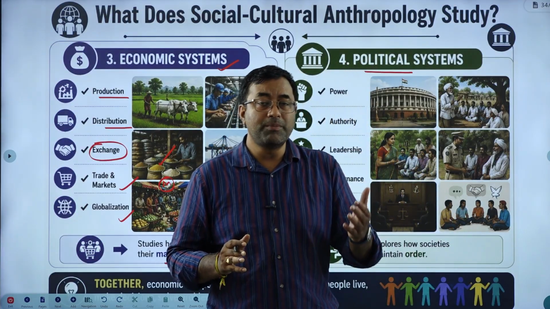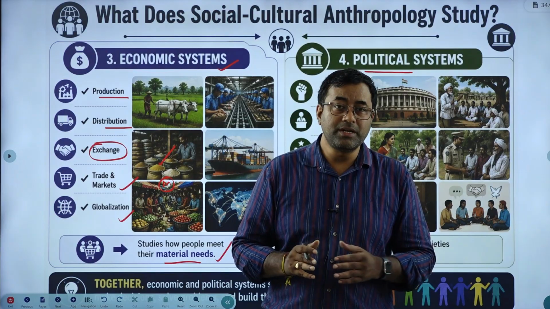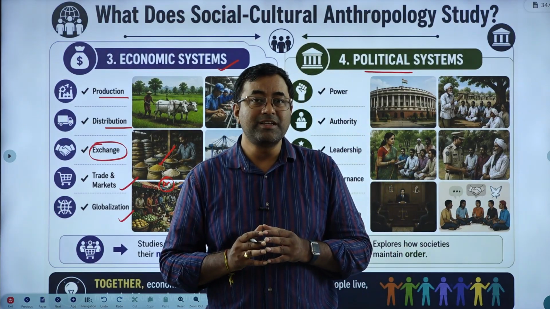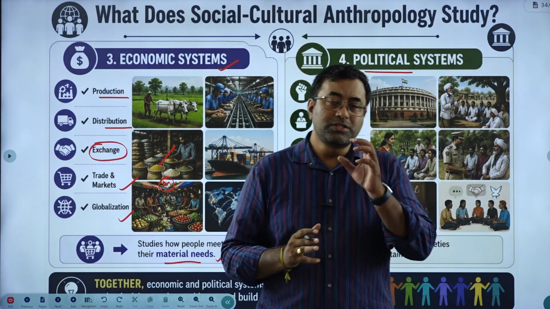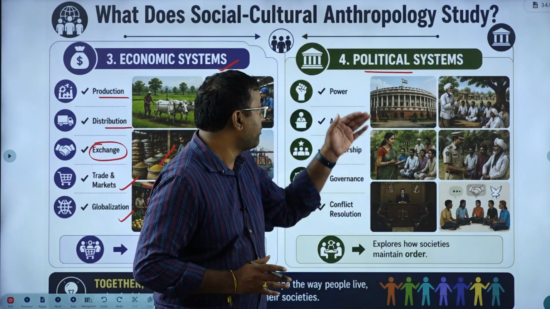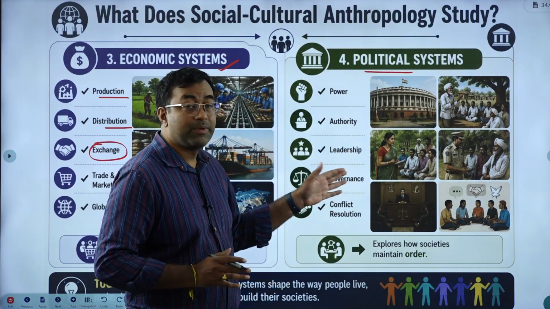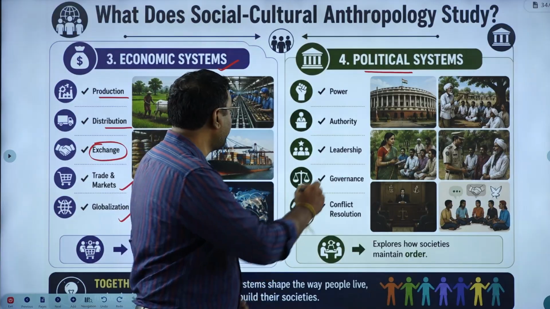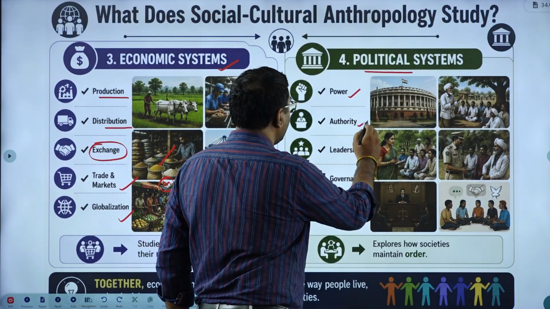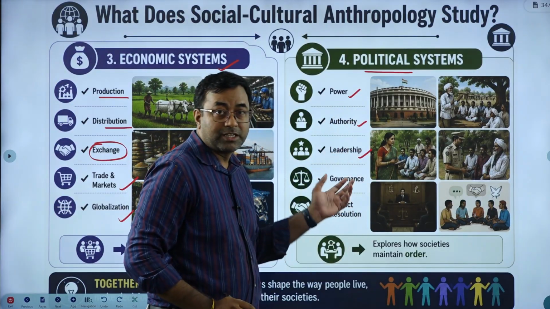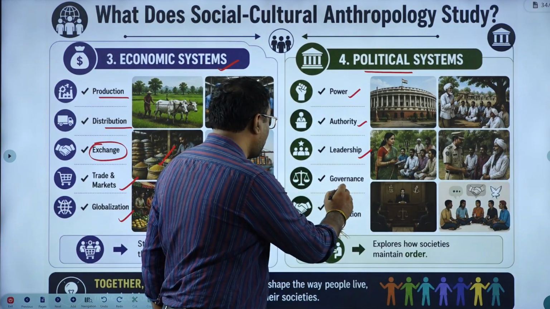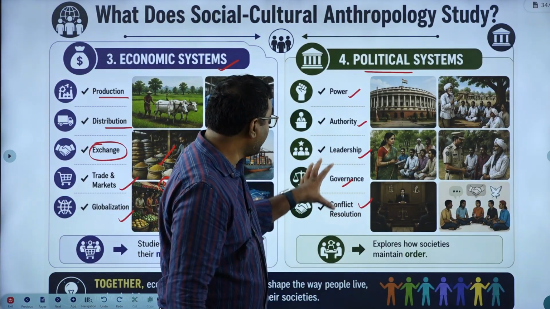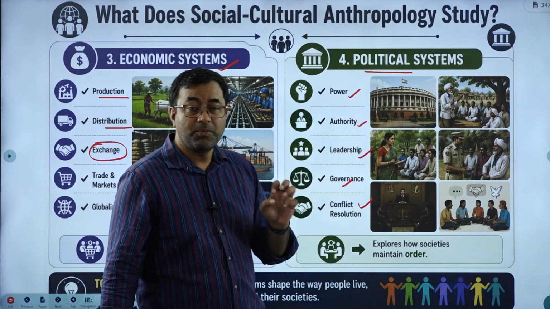But if you go to primitive societies, tribal societies, a different political setting is followed. Information regarding different types of political systems can be analyzed, and in that we will try to concentrate on power, authority, leadership or legitimacy, and governance and conflict resolution. These are the areas in which we try to understand the political system.